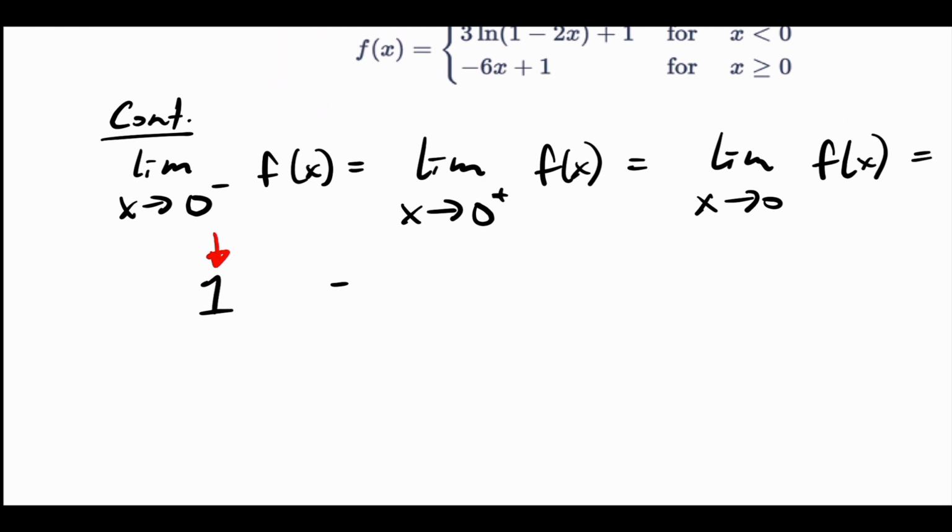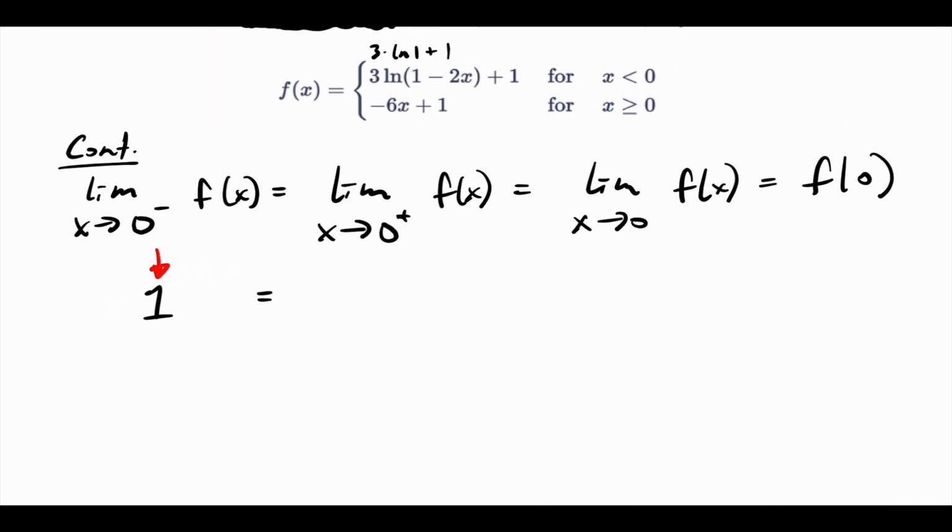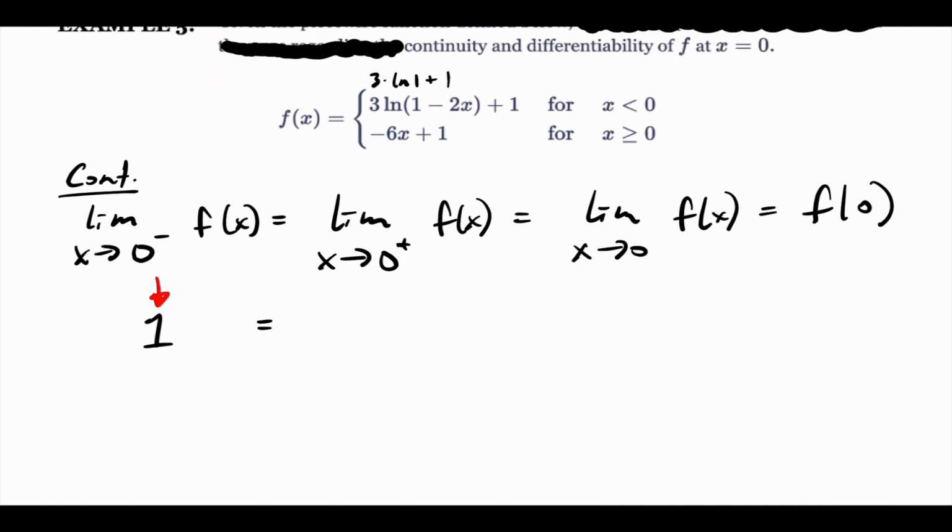We get 1. Okay. Now plug in 0 to the bottom. Not as bad because it doesn't have a natural log. 0 times negative 6 is 0, plus 1 is positive 1 again. The overall limit, if those are both equal, then it's going to be 1. If I plug in 0, I'm going to plug it into the bottom one because that's where it's equal to. That's going to be 1.